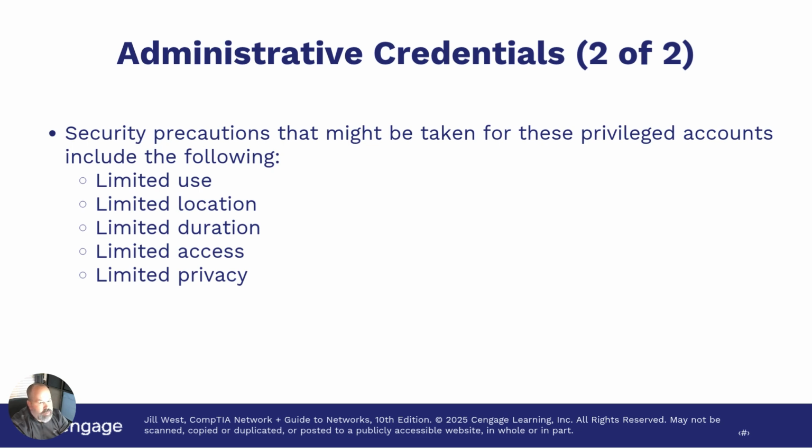Security precautions for privileged accounts include limited use. Don't use admin accounts for checking email. Limited location, only from secure workstations. Limited duration, make sure you log out when done and don't stay logged in all day. Limited access, only to what's needed. And limited privacy, because those accounts might be monitored. It's like having a key to the bank vault. You don't carry it everywhere. You only use it when it's necessary. And someone's probably watching you when you do it.